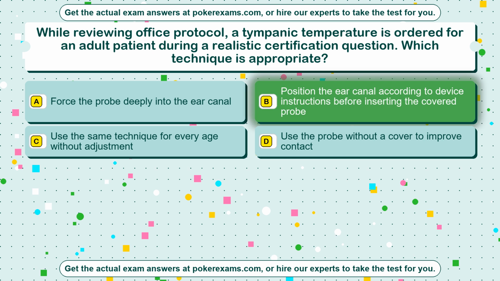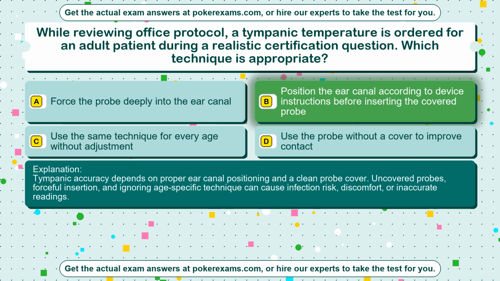Position the ear canal according to device instructions before inserting the covered probe. Tympanic accuracy depends on proper ear canal positioning and a clean probe cover. Uncovered probes, forceful insertion, and ignoring age-specific technique can cause infection risk, discomfort, or inaccurate readings.